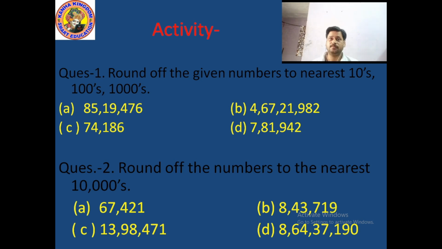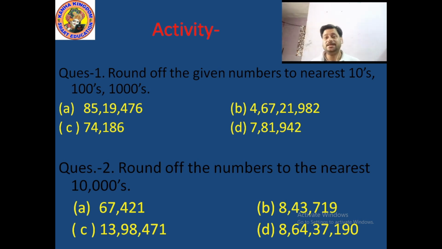Very good. Now the second question is: round off the number to the nearest 10,000. Here also there are 4 parts. In the first part, 67,421. This is the first part. I will explain only this part, and the rest you have to do on your own. You just use your mind and solve these questions.